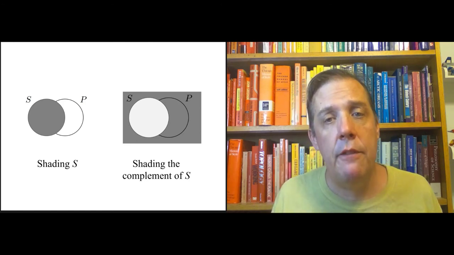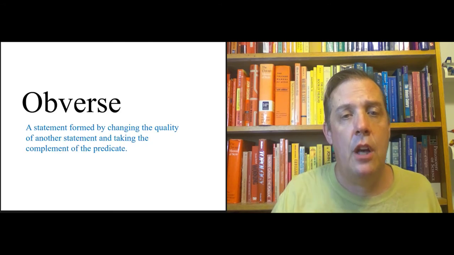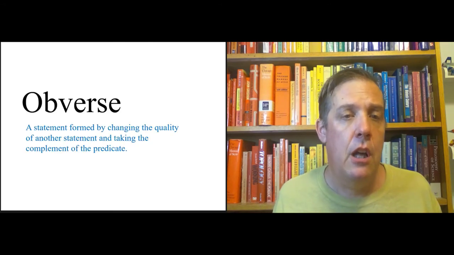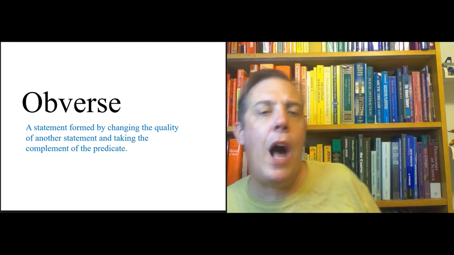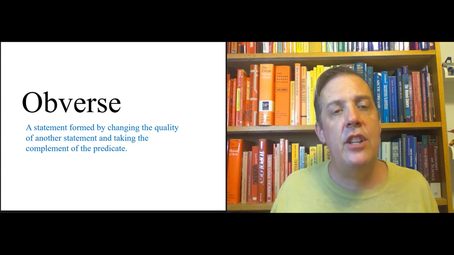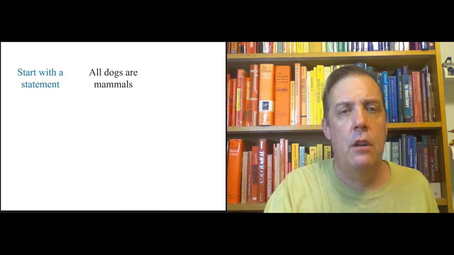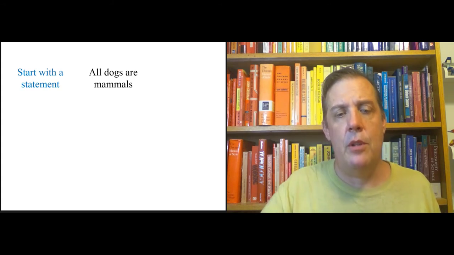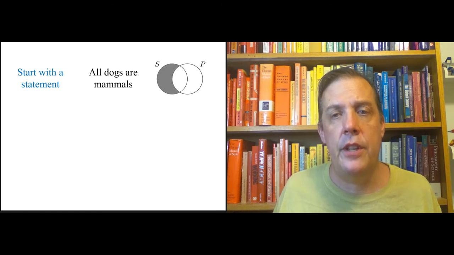So once we have the idea of a complement, we can talk about our second process, obversion. The obverse is a statement formed by changing the quality of another statement and then taking the complement of the predicate. What does that mean? Well, you start with a statement like all dogs are mammals. You represent it with this Venn diagram.